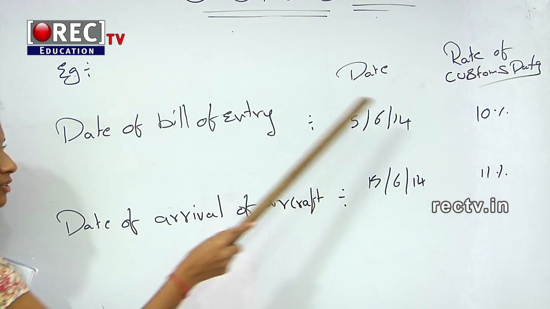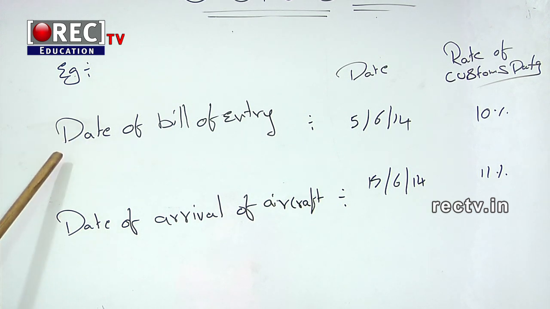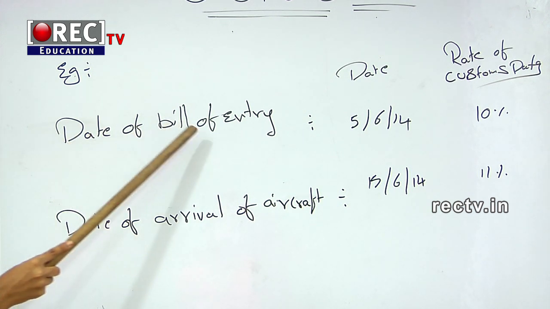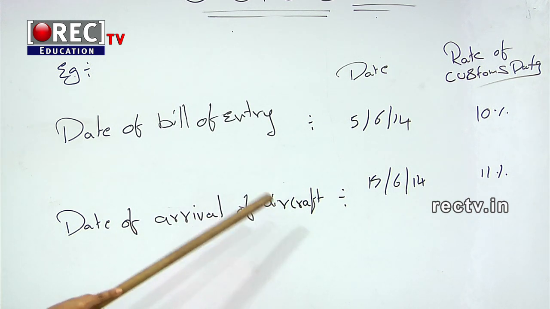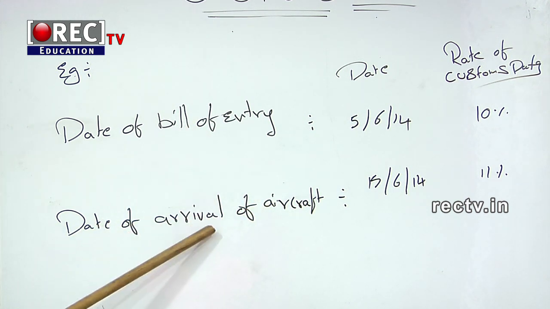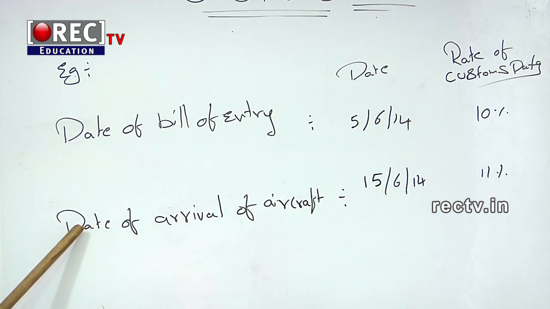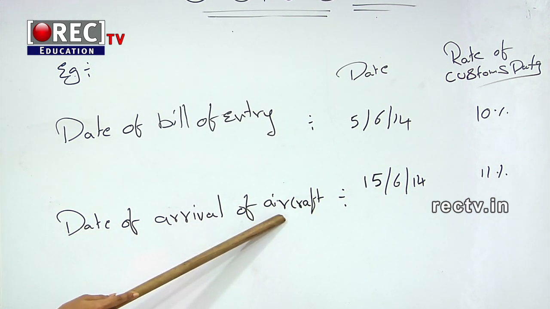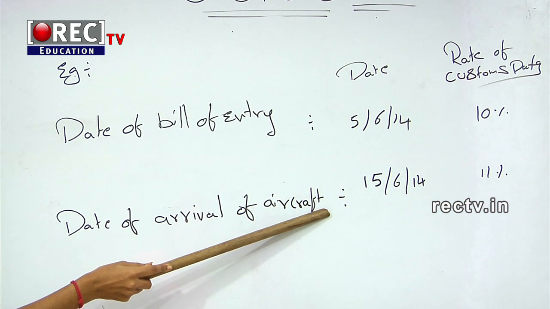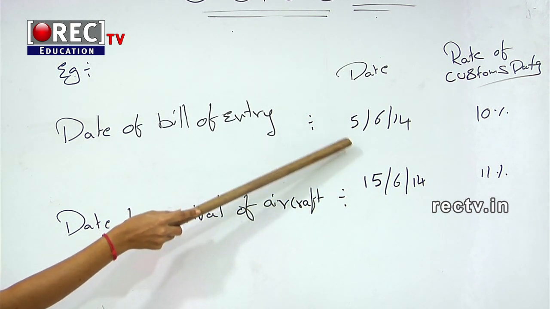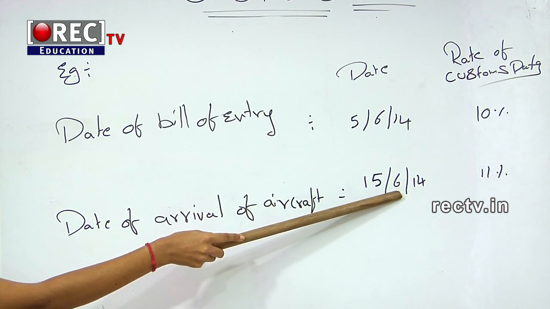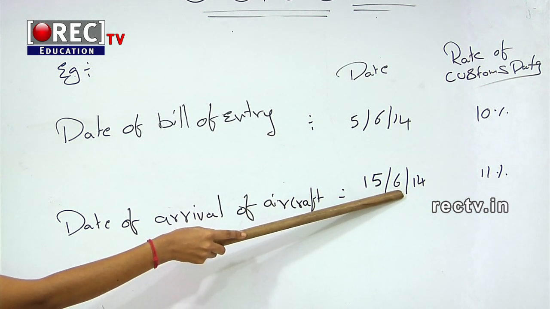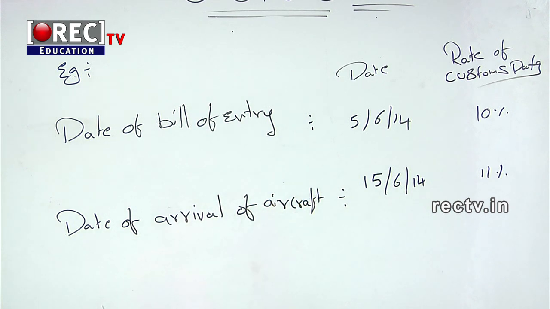For this question, if we consider the above section, it is given that the date of bill of entry or the date of arrival of aircraft, whichever is later. So, considering the above section in the given example, the date of arrival of aircraft is 15 June 2014. That is, if we see the two dates, whichever is later is 15 June 2014. Therefore, the relevant rate of duty applicable is 11%.